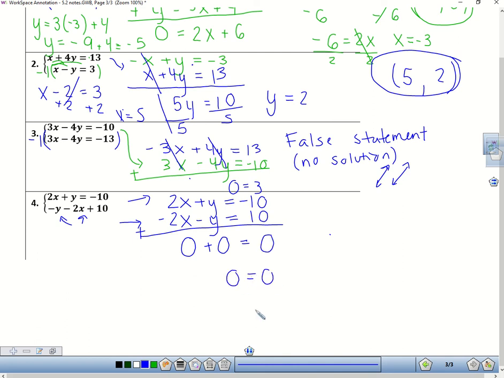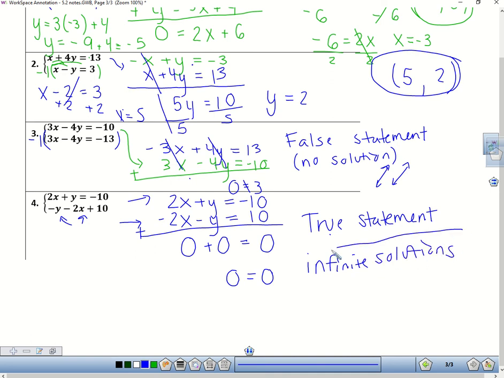We didn't solve for any variable, but is this a true or a false statement? The previous one was a false statement, 0 doesn't equal 3, but this is a true statement, right? So when you have a true statement, but you don't get any solution for a variable, this means you have infinite solutions. That means you have all of the solutions.